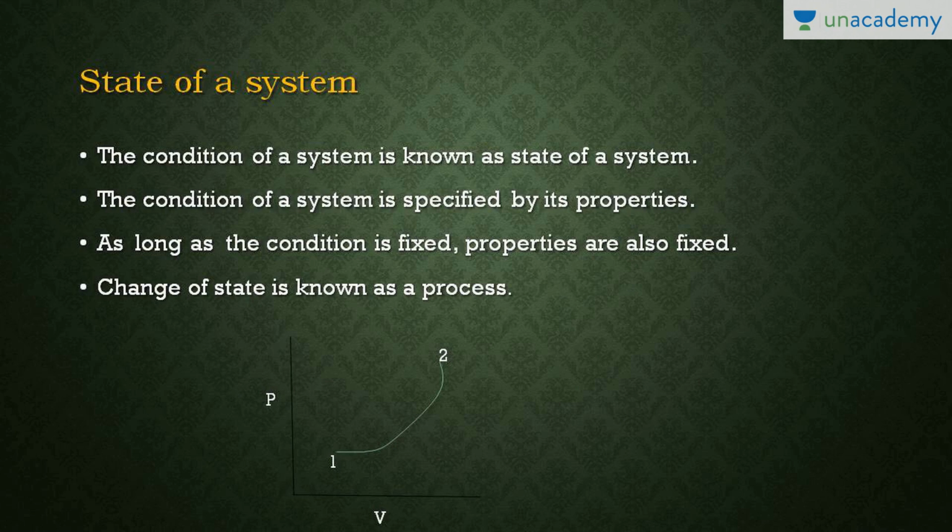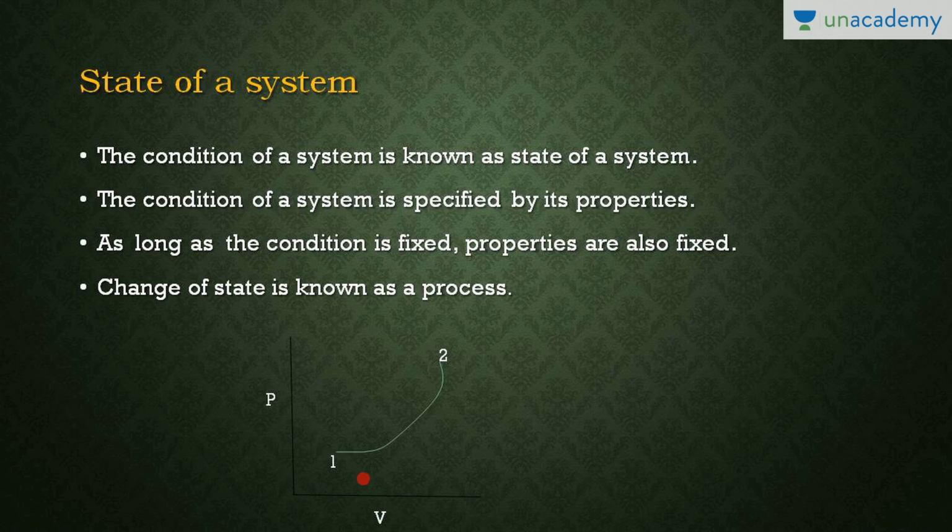Now, state of a system. The condition, the characteristic of a system is known as properties, and the condition of a system is known as the state of a system. For example, if you see this PV diagram, in condition 1 there is some pressure P1 and some volume V1. Similarly, in condition 2 there is some volume V2 and some pressure P2. So the condition of a system is known as the state of a system. This condition 1 is state 1 of the system, this condition 2 is state 2, and the condition of a system is specified by its properties.